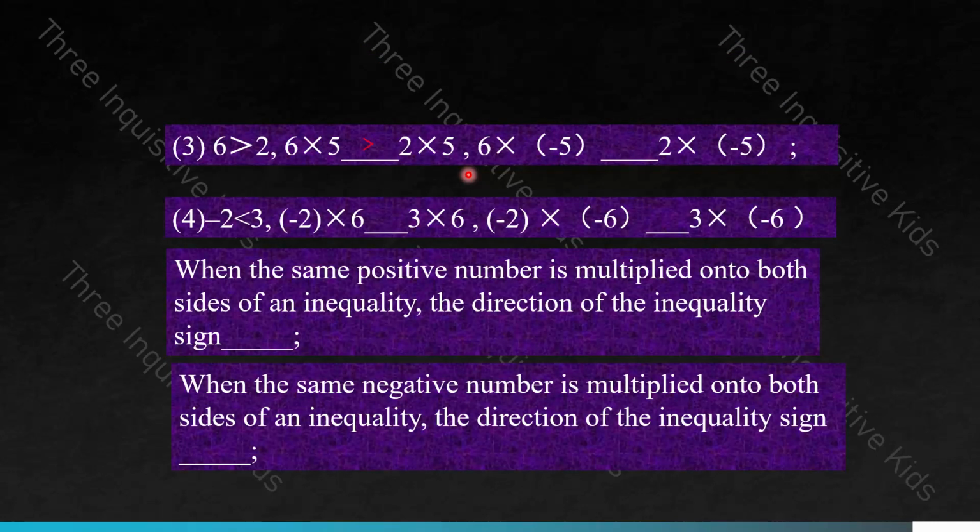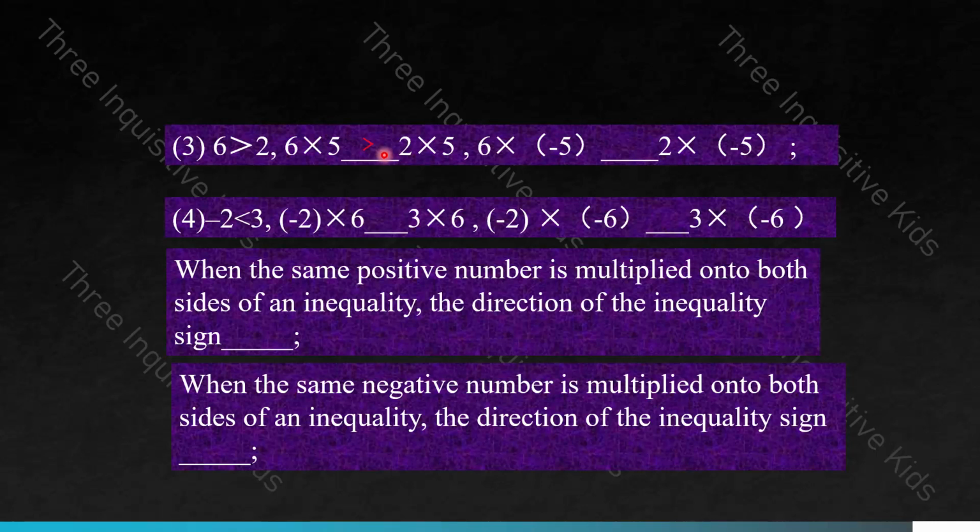Now let's fill in some more blanks. If 6 is greater than 2, then 6 times 5 is blank 2 times 5. The answer would be greater than, because if you take 5 of a heavier amount and compare it to 5 of a lighter amount, the heavier amount would still be heavier, which means that 6 times 5 is greater than 2 times 5. Also, you could just simplify and find 30 is greater than 10. But here we're trying to think about it in terms of the properties of inequality.